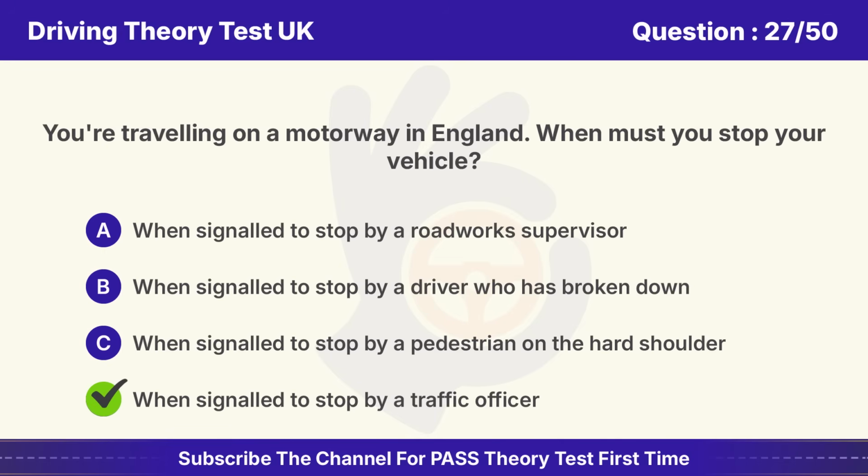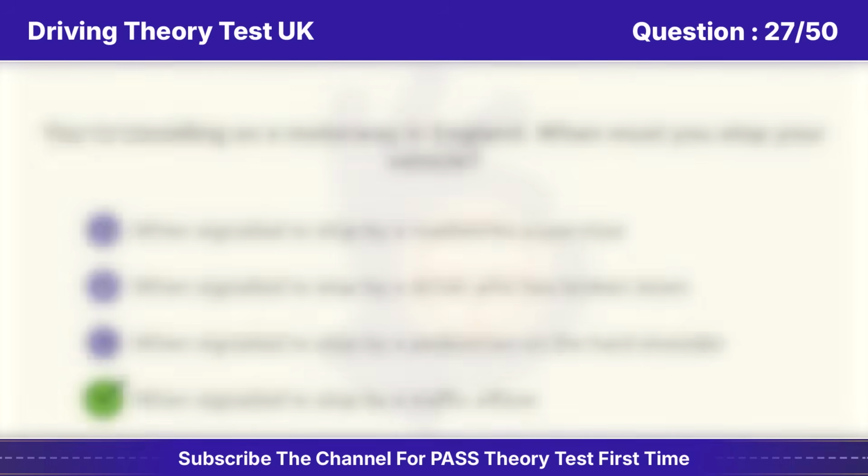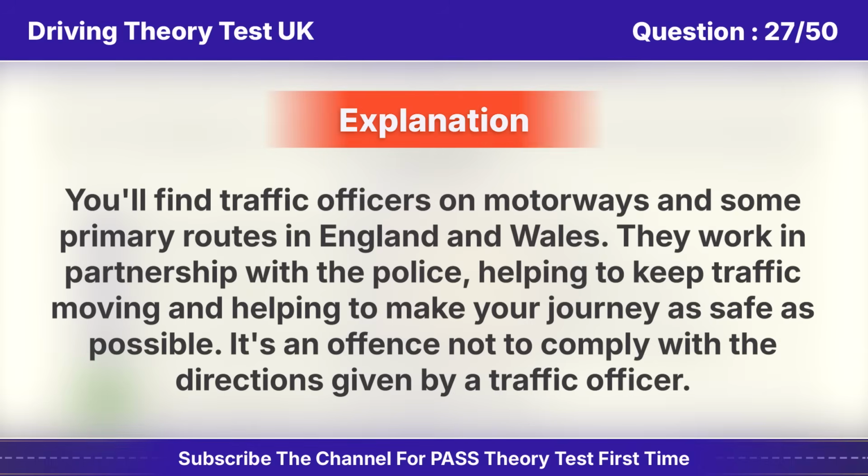Answer is D. When signaled to stop by a traffic officer. You'll find traffic officers on motorways and some primary routes in England and Wales. They work in partnership with the police, helping to keep traffic moving and helping to make your journey as safe as possible. It's an offence not to comply with the directions given by a traffic officer.